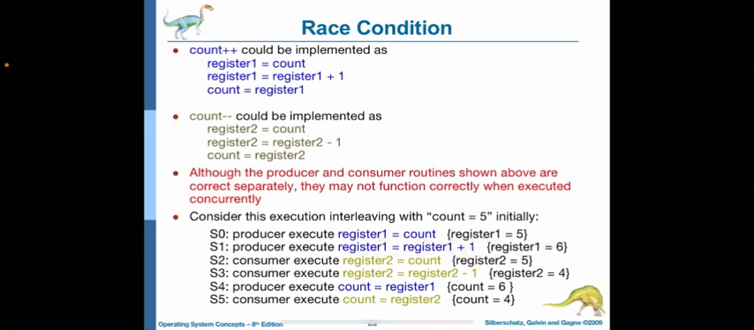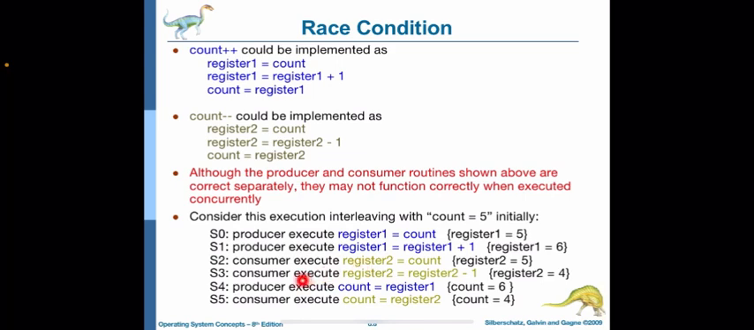But unfortunately, after this instruction, what happened? The CPU switched it back into consumer. Now the execution proceeds with the consumer. Consumer executes its first instruction, that is register 2 is equal to count, that is executed. So the initial value of the count itself is there in the count, right? That was 5, that is fetched by register 2.